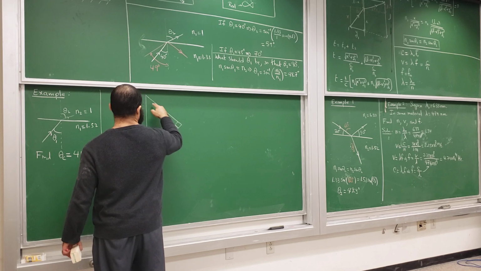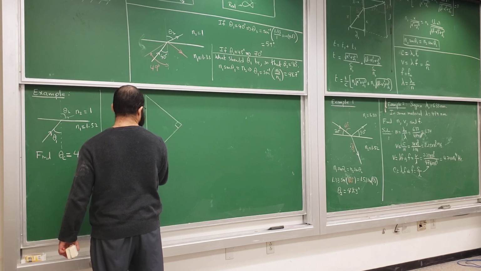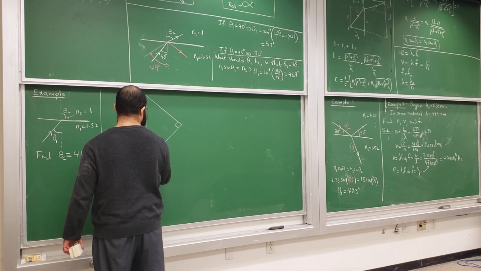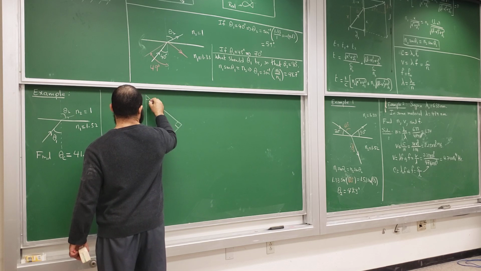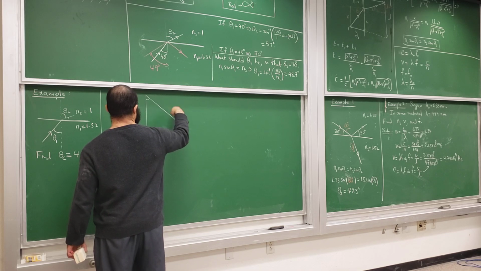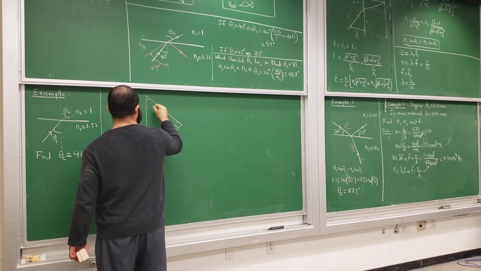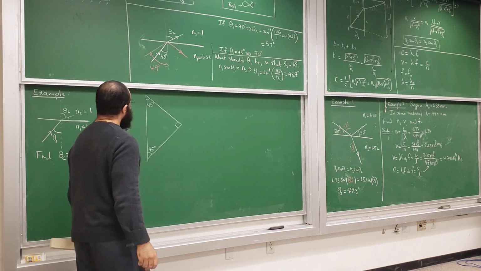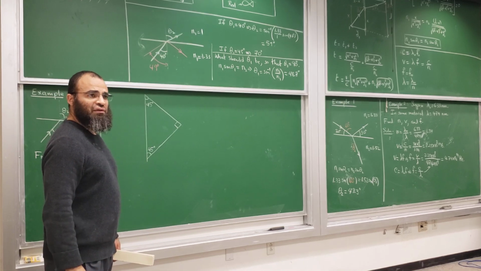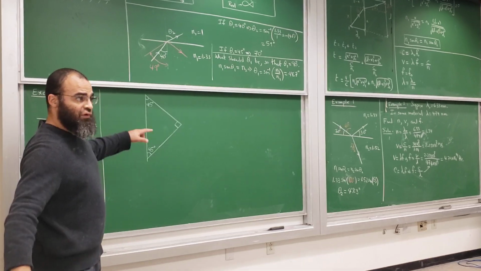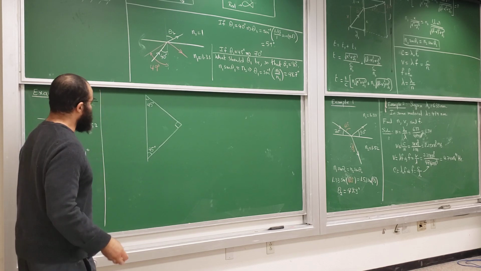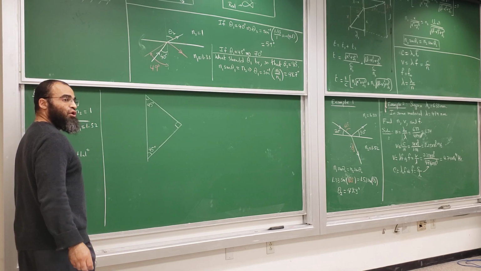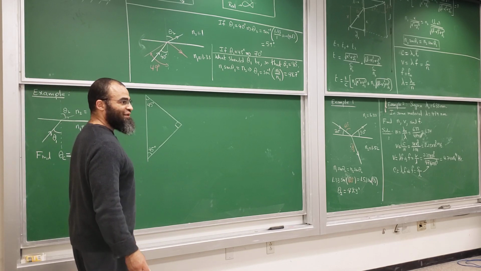So if this is 90, what would this angle be? 45, right? This is 45. Not equilateral, isosceles, sorry, just the two sides are equal. 45 degrees. Does that make sense? 45 plus 45 plus 90. Okay, good.